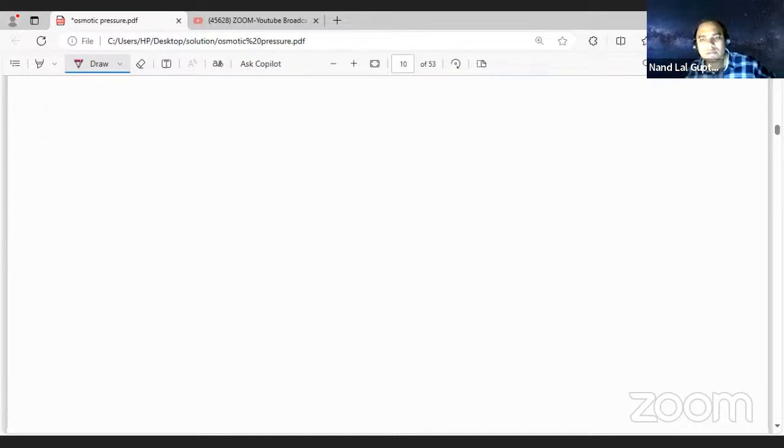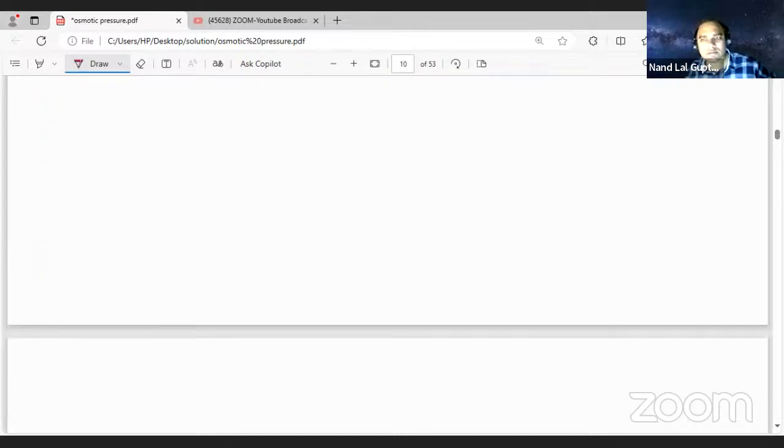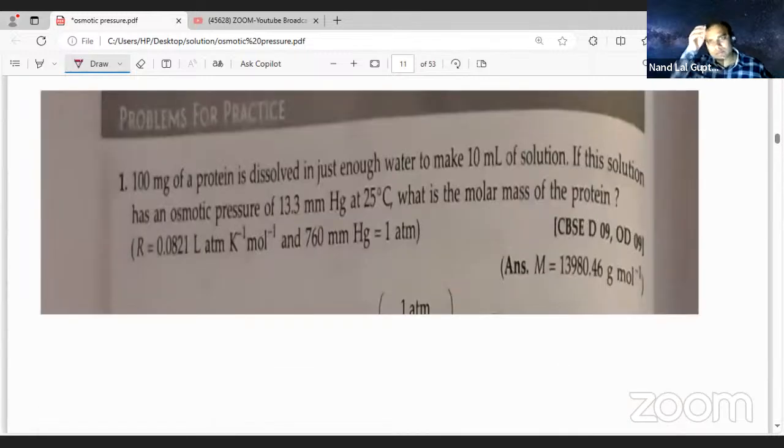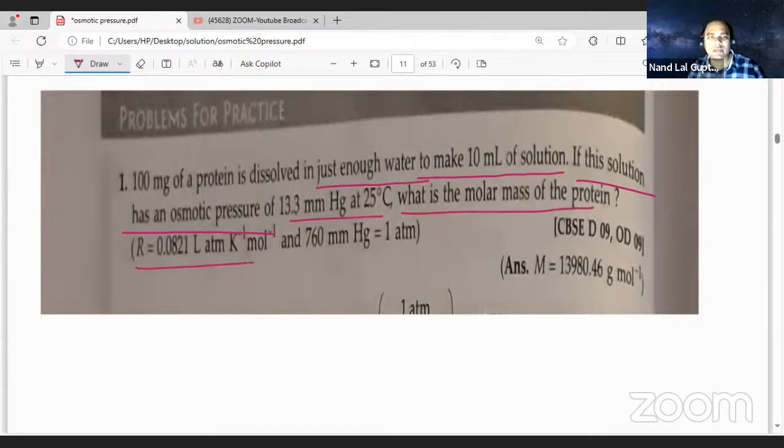Now let us try to solve some more problems, students. This solution is there. Okay. So 100 milligram of protein is dissolved in just enough water to make 10 ml of solution. If the solution has osmotic pressure 13.3 mmHg at 25 degrees C, what is the molar mass of the protein? The R value they have given is 0.0821 liter atm per Kelvin per mole, and 760 mmHg.